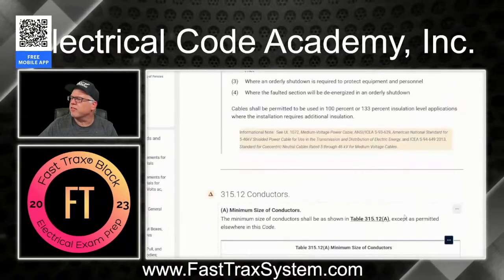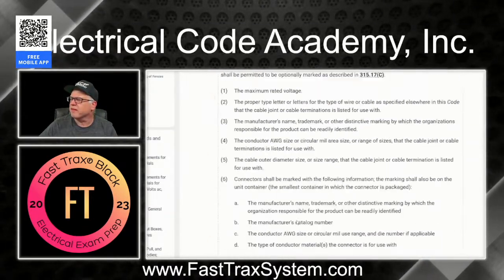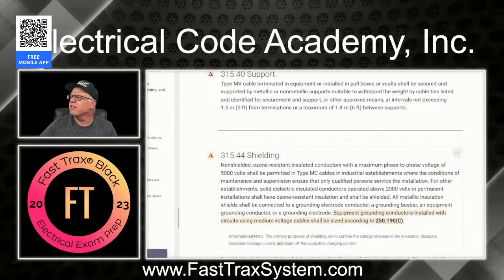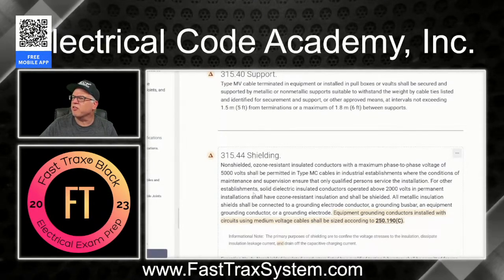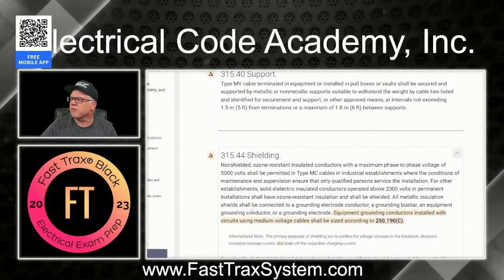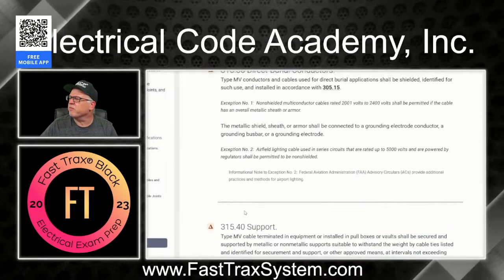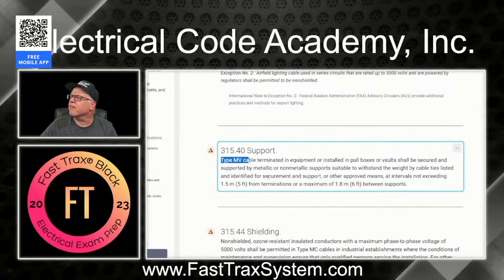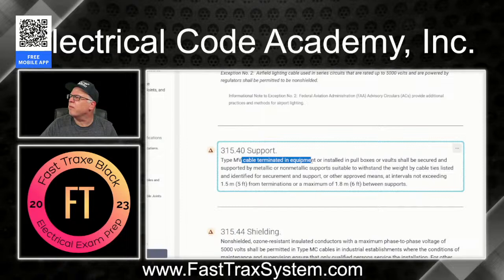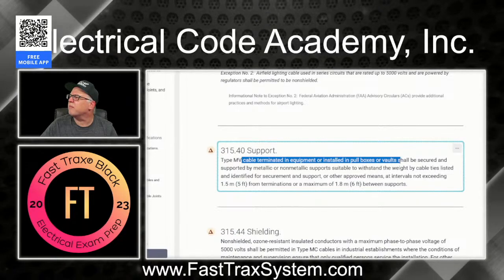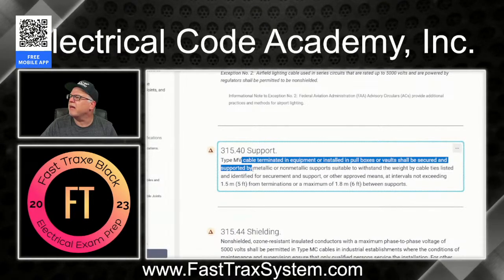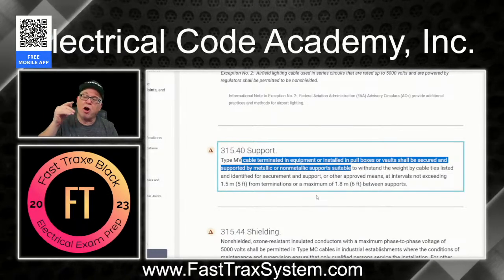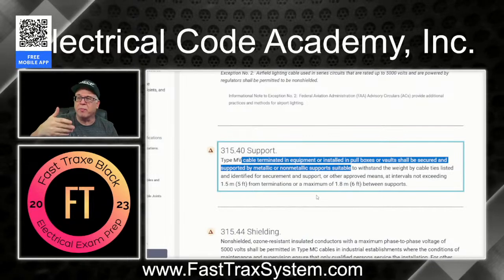And we're going to go down to 40, where it said to go. I can click on the left and get there a little quicker. And here we go. So here's our supporting, maximum between supports, okay? So here's 40 right here. So what does it say? Type MV cable termination of equipment installed in pull boxes and vaults shall be secured and supported by metallic or non-metallic supports suitable. Now you remember, our answers were numbers and feet.